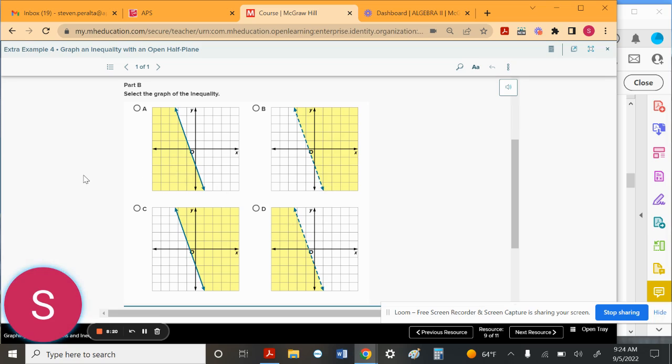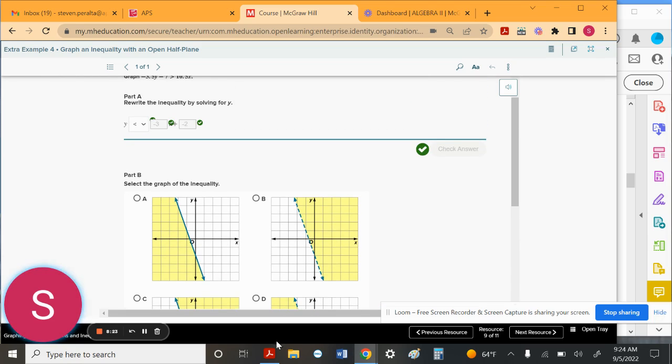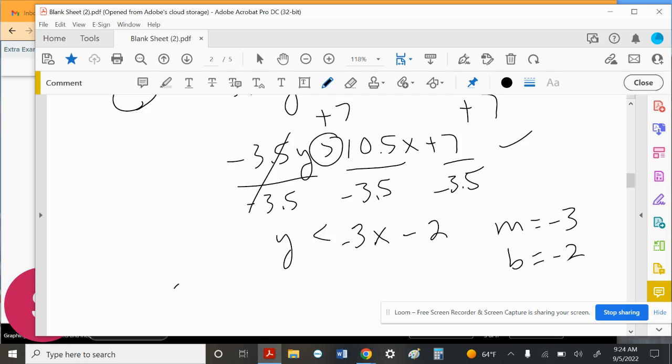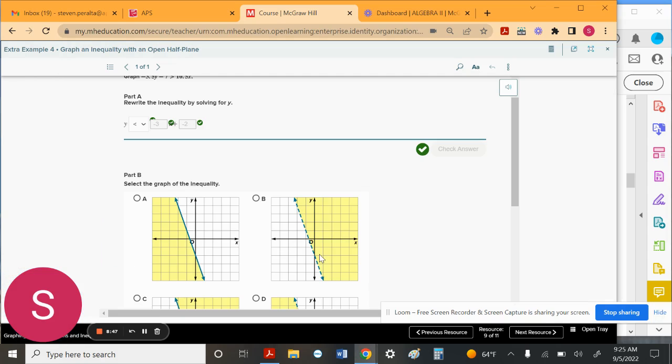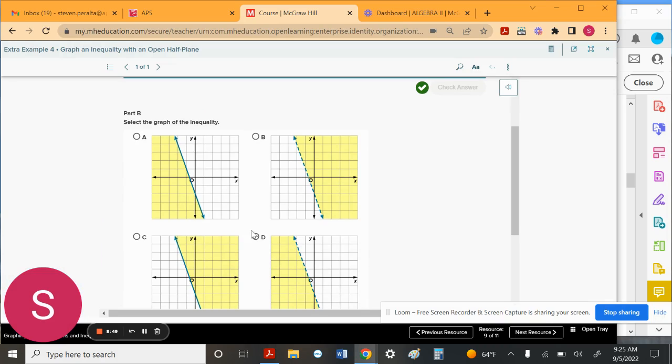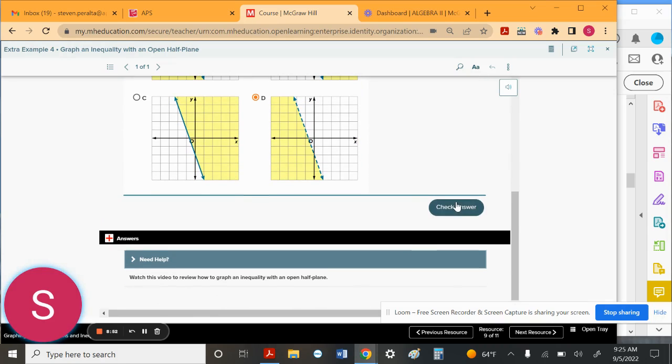Now I have to figure out, does 0, 0 work? So we're going to plug 0, 0 into the equation and see what happens. So 0 is less than 0 minus 2 because I plugged in 0, 0. And then I get 0 is less than negative 2. Is that true or false? Is 0 less than negative 2? No, so it is false. That means 0, 0 is not a point, so it has to be D. Okay, so now we can check our answer, and we got it right. I was a little bit more careful this time, and we figured that one out.